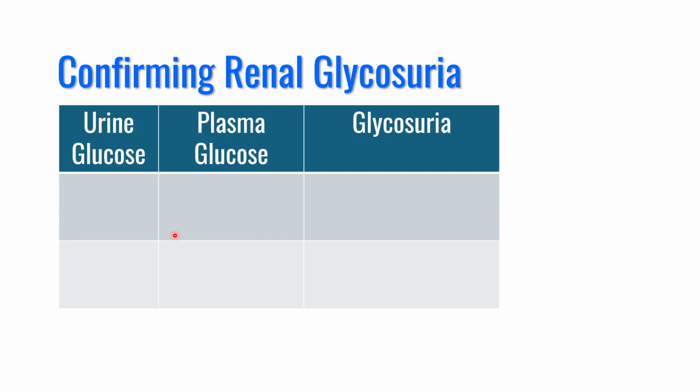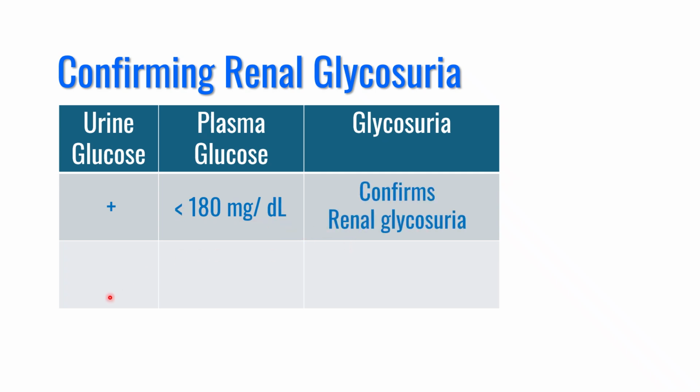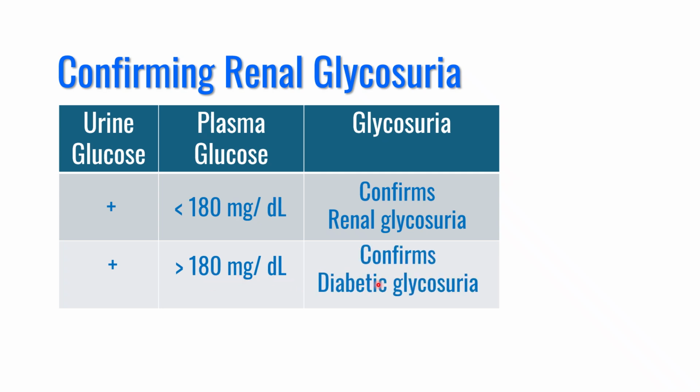For example, presence of glucose in the urine when plasma glucose concentration is less than 180 mg per deciliter confirms renal glycosuria. On the other hand, presence of glucose in the urine when plasma glucose concentration is more than 180 mg per deciliter confirms diabetic glycosuria, ruling out renal glycosuria.